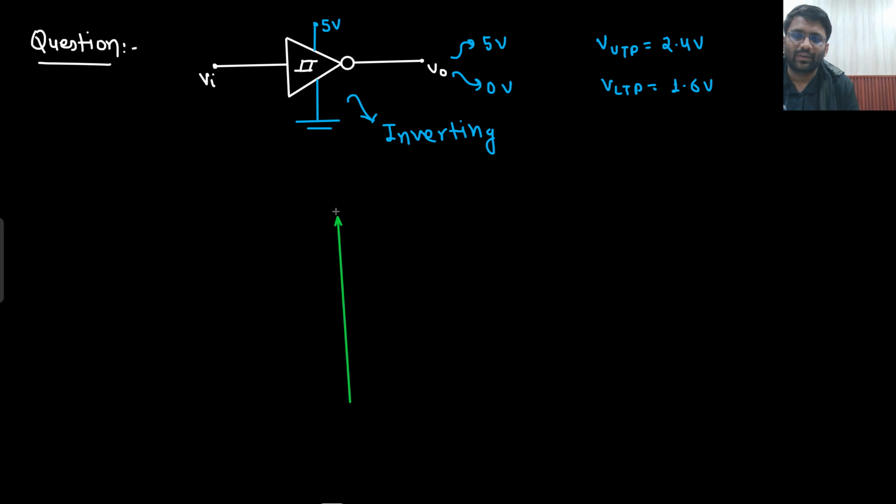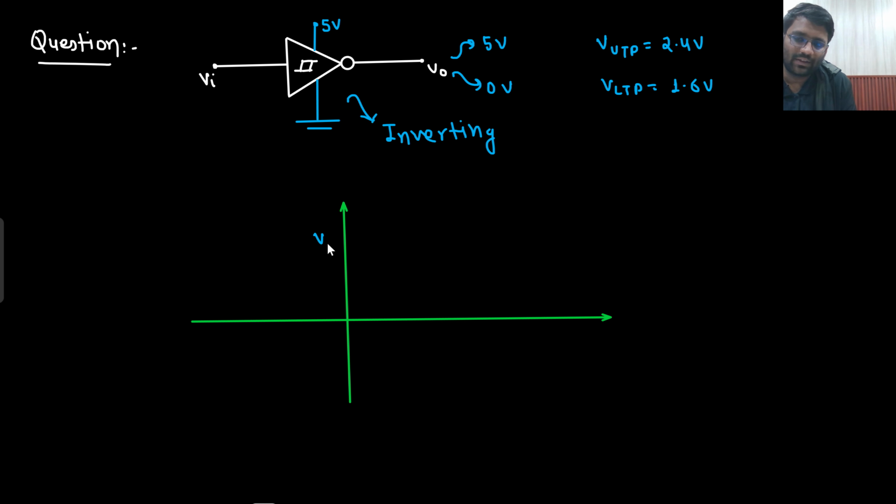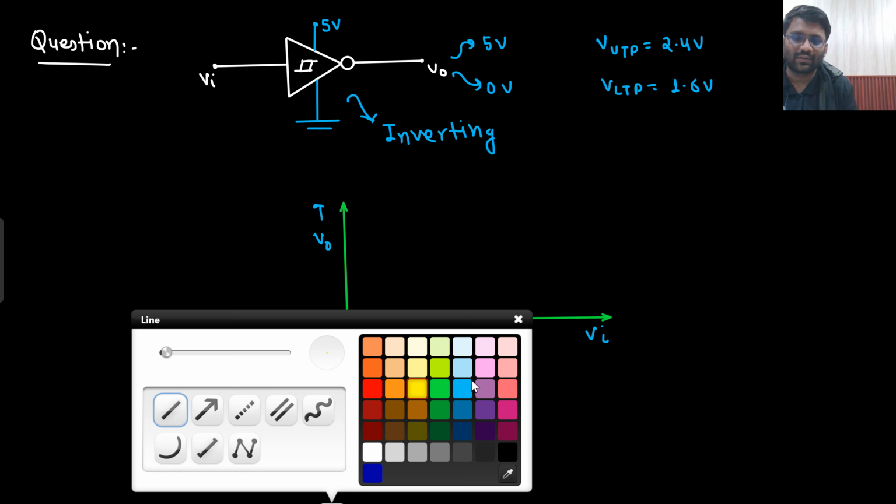Sir, this is how I will be making my characteristics. I can get two kinds of output, either plus 5 or 0 volt. I have a lower threshold voltage of 1.6 volt and an upper threshold voltage of 2.4 volt. If I make the characteristics, it would look somewhat like this.